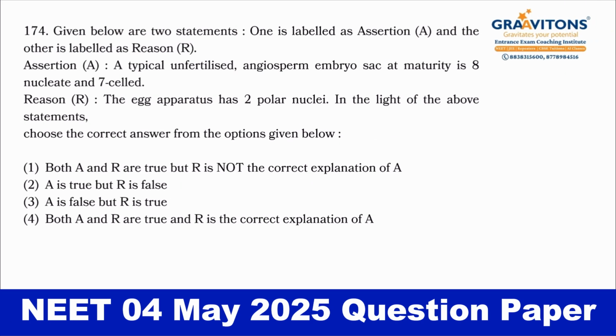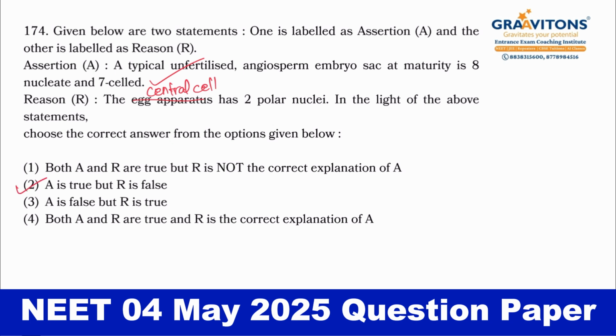And next question, question number 174. Given below are two statements. One is labeled as assertion and the other as reason. So first statement: a typical unfertilized angiosperm embryo sac at maturity is 8 nucleated and 7 celled. The statement is correct. And second one, the egg apparatus has 2 polar nuclei. No, the central cell has 2 polar nuclei. So answer should be A is true and R is false.